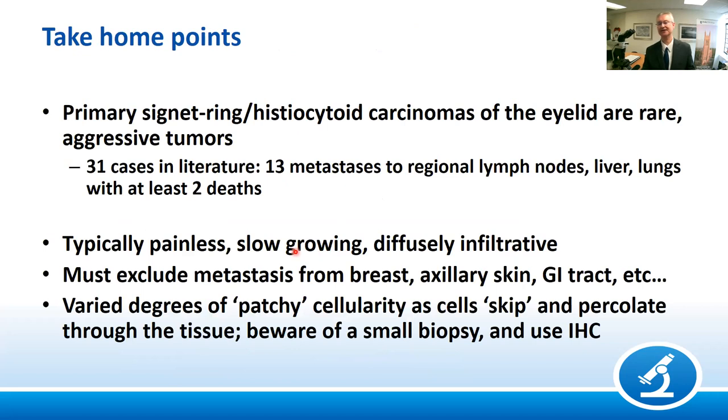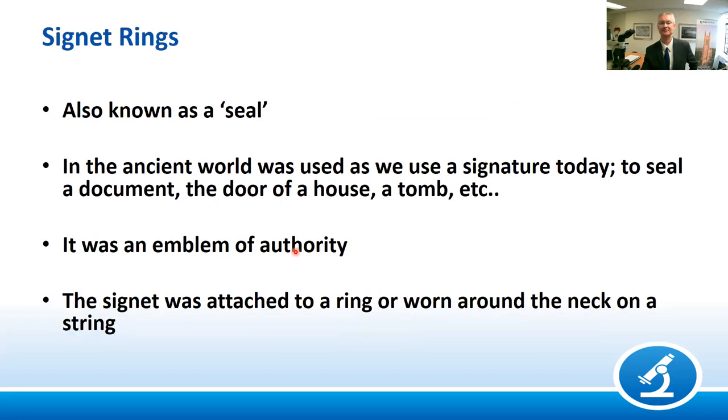So the take-home points is these primary signet ring or histiocytoid carcinomas of the eyelid are aggressive tumors. They will metastasize. They can be fatal. They can histologically look very bland and very benign. So you must be aware of them and exclude metastases from breast, GI tract, or any other signet ring cell tumor. And these tumors can be skippy and patchy and just kind of percolate through the tissue. So be careful of small biopsies.